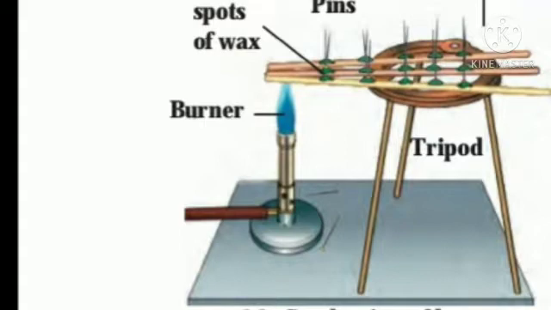You see that the pins fall starting from the end near the burner. It means that transfer of heat takes place from the hot end of the bar to the cold end. This transfer of heat from the hot part of an object to the cold part is called conduction of heat.